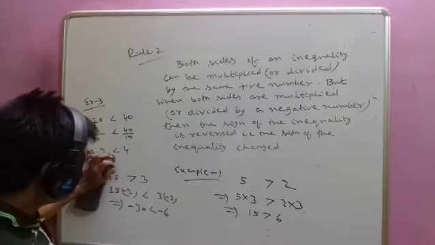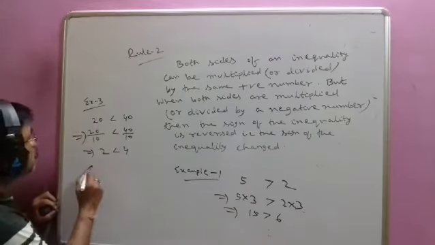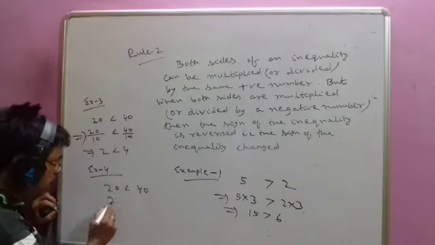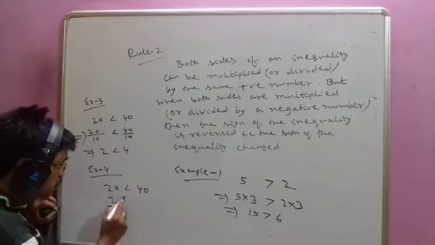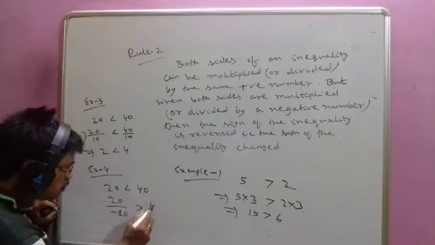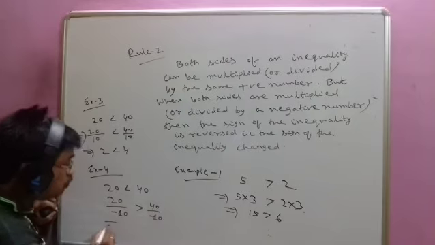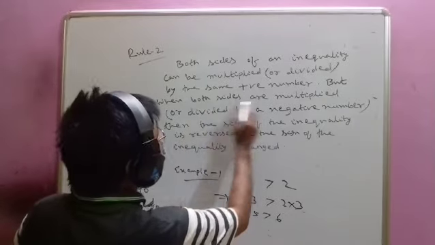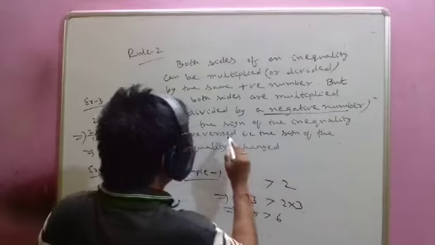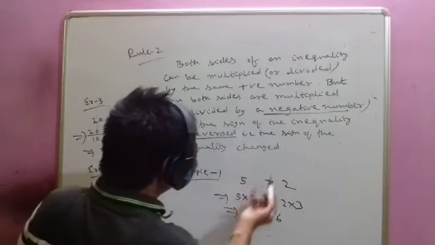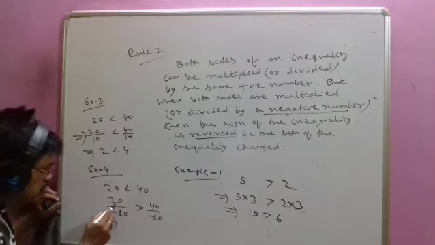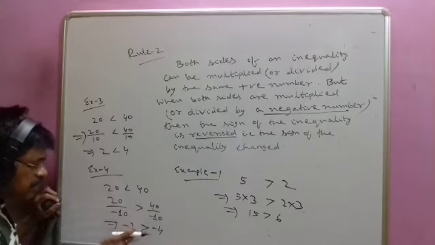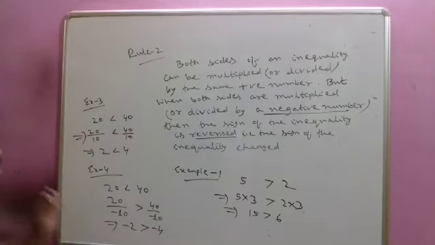But if I divide by a negative number on both sides, the inequality sign will be changed. Suppose 20 is less than 40, and I divide by minus 10 on both sides. Then this less than becomes greater than. So it will be 40 by minus 10, and the sign will be reversed. When both sides are multiplied or divided by a negative number, the sign of the inequality is reversed. Reverse means the sign of the inequality changes. So 20 by minus 10 is minus 2, which is greater than minus 4. You cannot say this is less than. Can you say minus 2 is less than minus 4? No, it will be wrong.